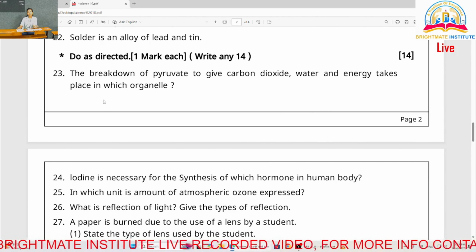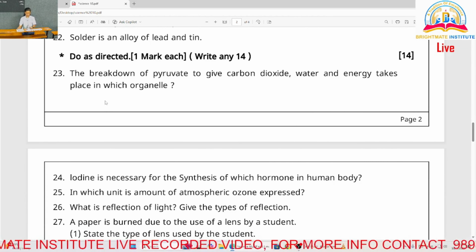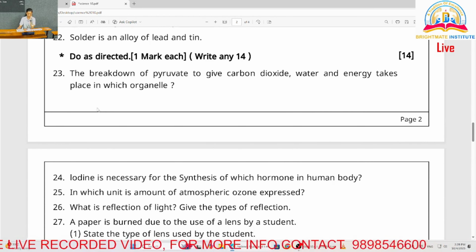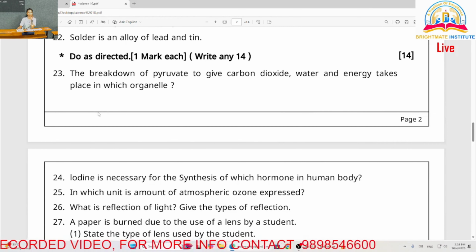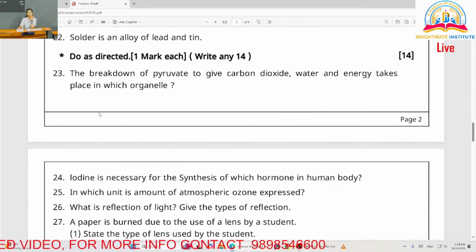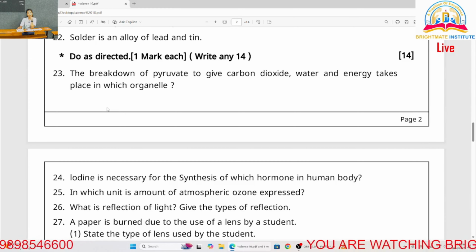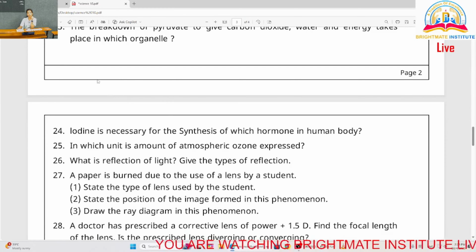So this is do as directed, you have to answer it in one word. Now the breakdown of pyruvate to give carbon dioxide, water and energy, again the pathways of respiratory system when glucose is broken down. Glucose is a 6 carbon molecule which is broken down to a 3 carbon molecule, that is pyruvate, and the end products are carbon dioxide, water and energy. So in which organelle does it take place? It takes place in mitochondria in presence of oxygen. So the correct answer is mitochondria.